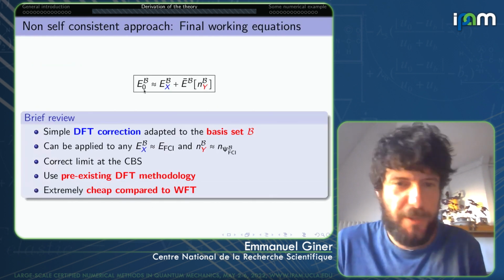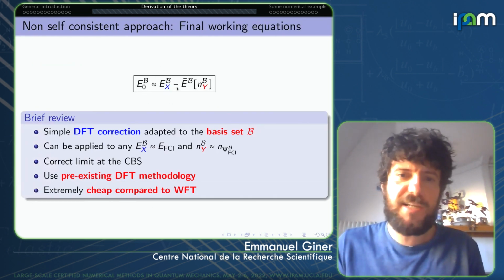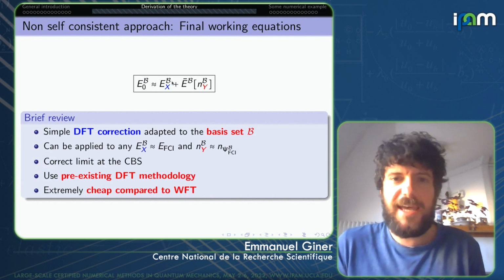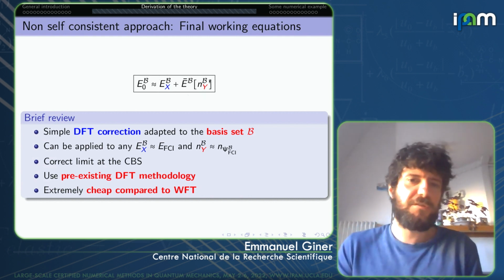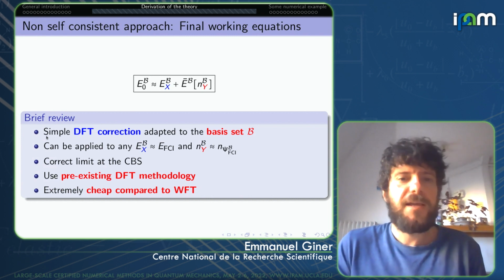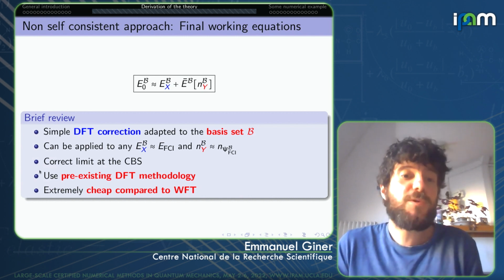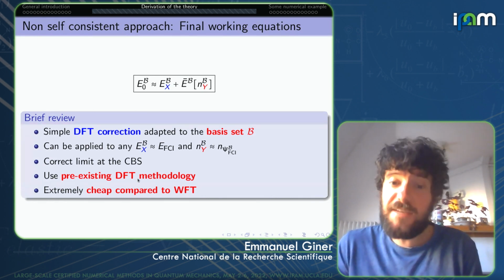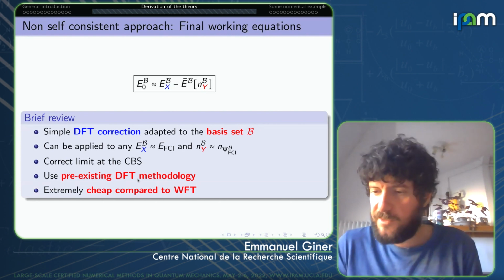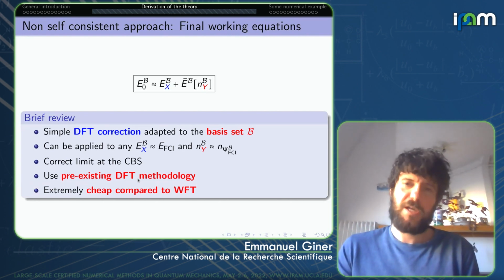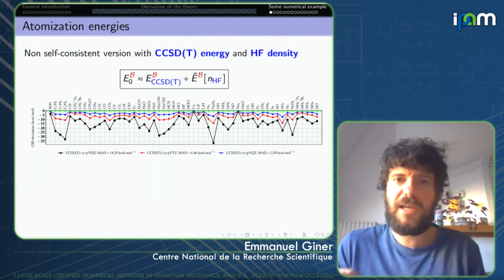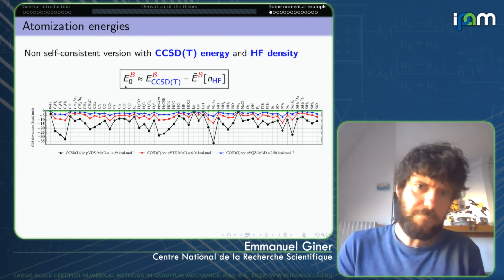We have this way to correct for the energy. You take the energy of wave function x and you correct with the density of method y. So it is a simple DFT correction. It has the complete basis set limit, which is correct. You can reuse pre-existing DFT methodology. And once more, it is cheap compared to the wave function. So now just a few results, and I'll be done.